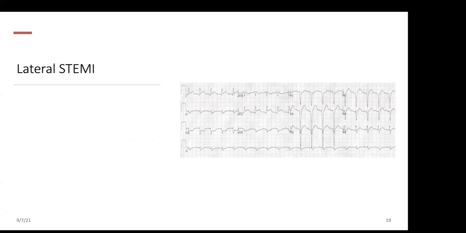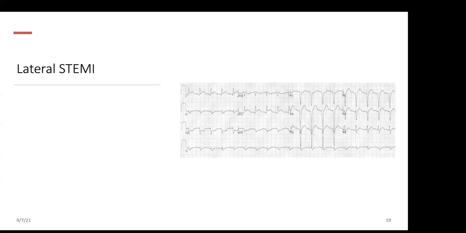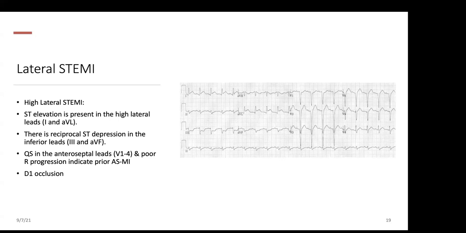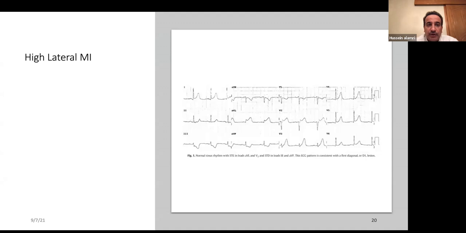ST elevation in lead 1 and depression in 3 and AVF. Even in V2, but it's one small square. Okay, if you look at the R waves in V1 to V4 or even 5, you see that there's poor progression. This indicates an old MI with a new lateral or high lateral myocardial infarction.